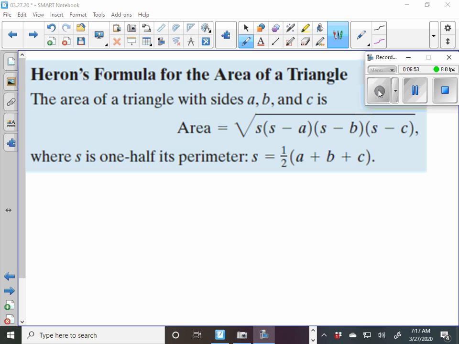All right, a quick look at Heron's formula, or Hero's formula. And this is simply to find the area of an oblique triangle. Notice that it is the square root of s times s minus a times s minus b times s minus c, where s is defined as half the perimeter, and a, b, and c are obviously the lengths of the sides.